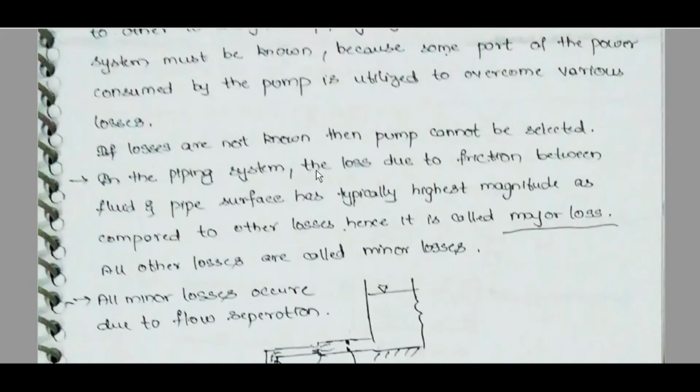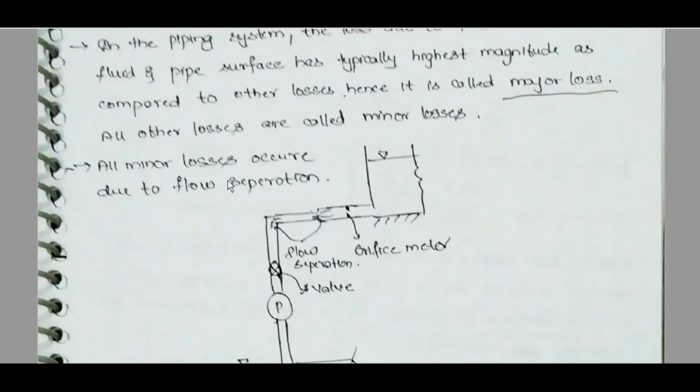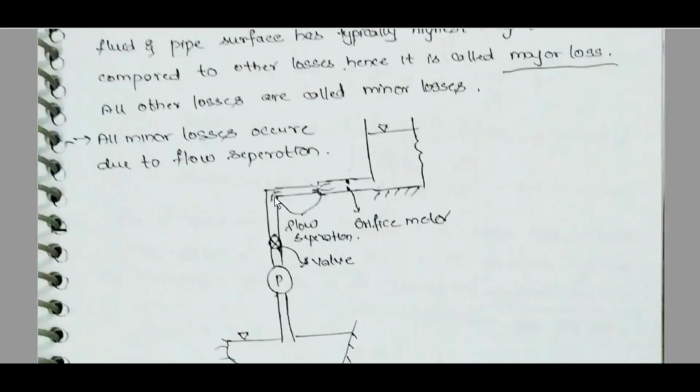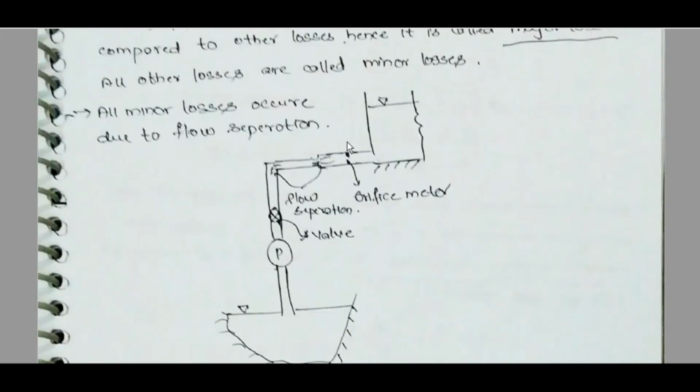In the piping system, the loss due to friction between fluid and pipe surface typically has the highest magnitude as compared to other losses, hence it is called major loss. Loss due to friction. All minor losses occur due to flow separation, for example in an orifice meter or pipe valve.